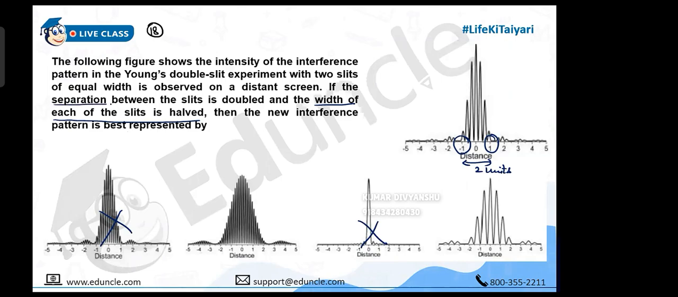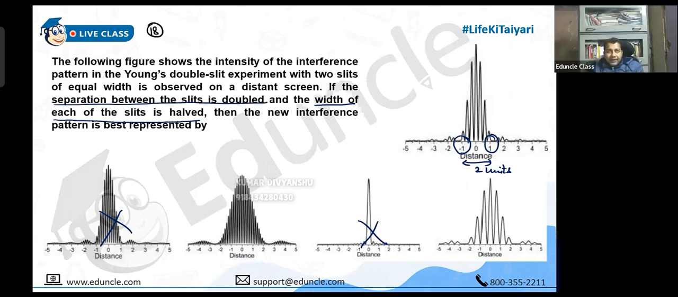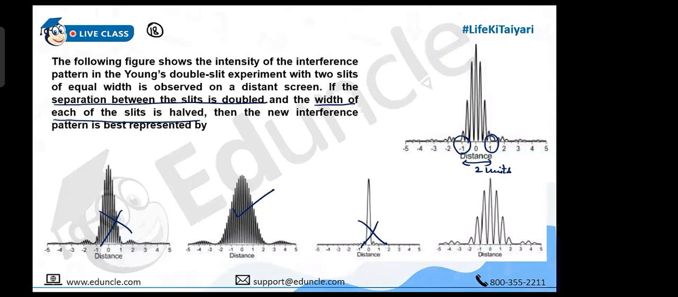Now the separation is getting doubled. If the separation is getting doubled, then the width of the interference fringes will become half. It means more number of fringes will be there in the space. So this is the answer, because this is having the same number of interference fringes. Clear?